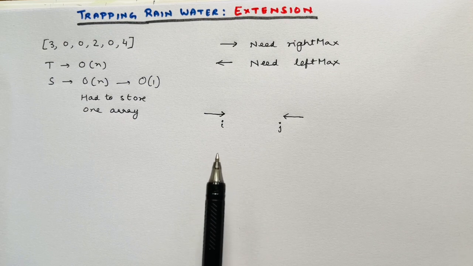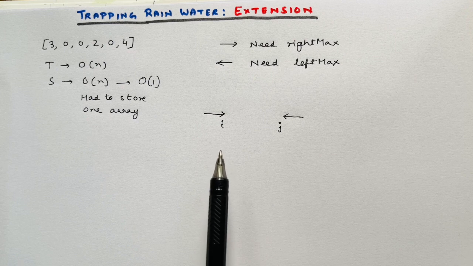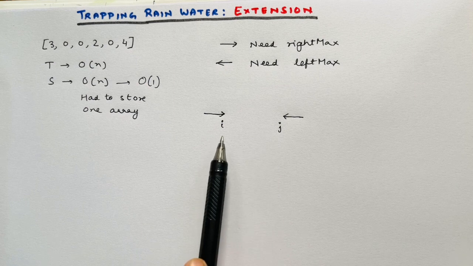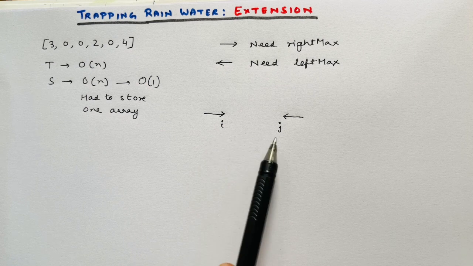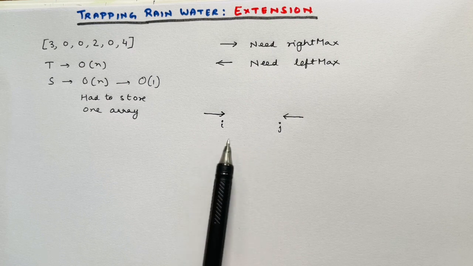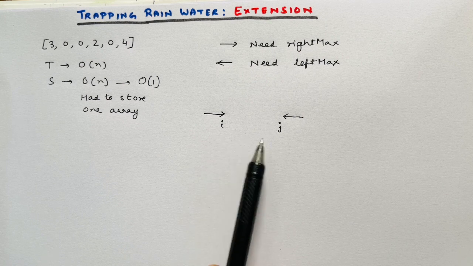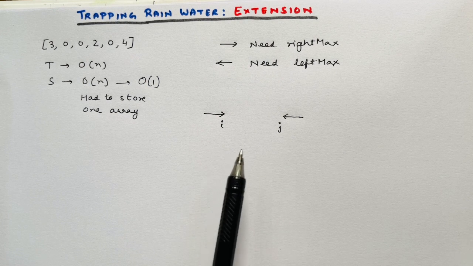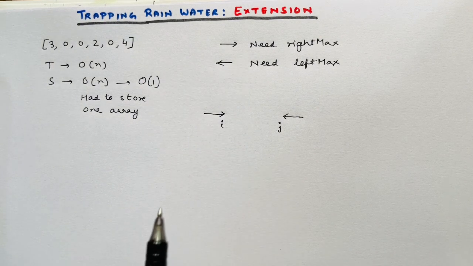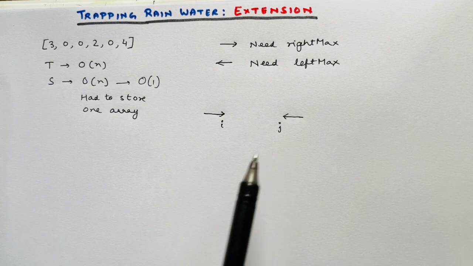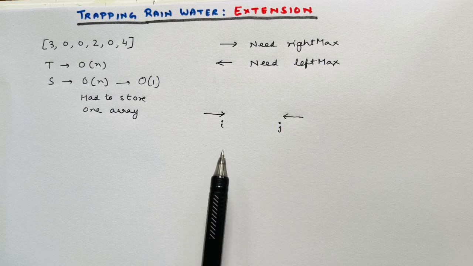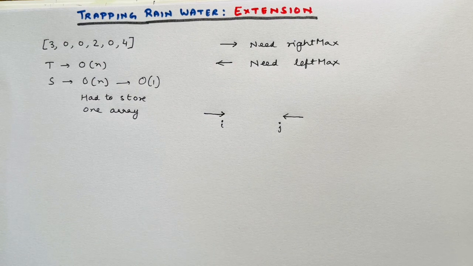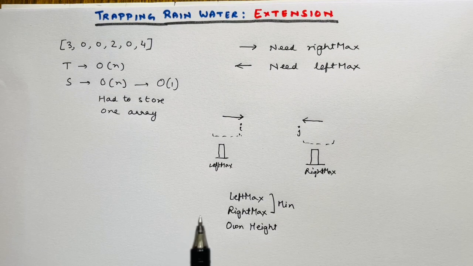Now, if there was some way that I could calculate water at either of these elements, then in every iteration I would be able to progress at least one of these pointers. And till the time both of these pointers meet, I will have water calculated at every element. So here we are not filling it left to right, we are not filling it right to left. We are filling it in both the directions, but in one iteration, only one of the elements gets filled and only one of the pointers gets moved. Let's see if we can do this.